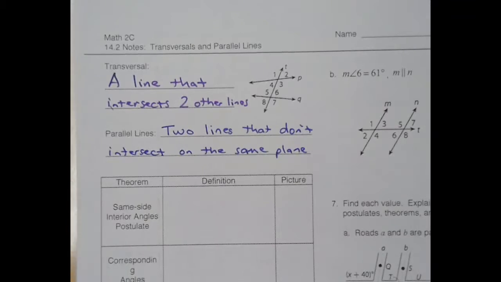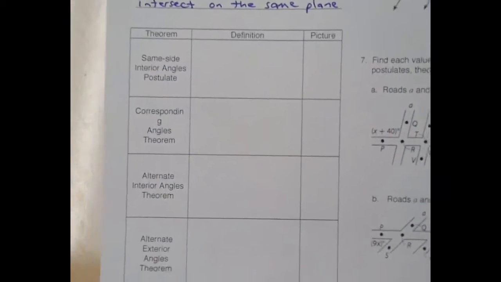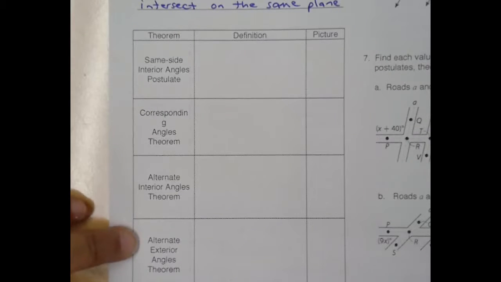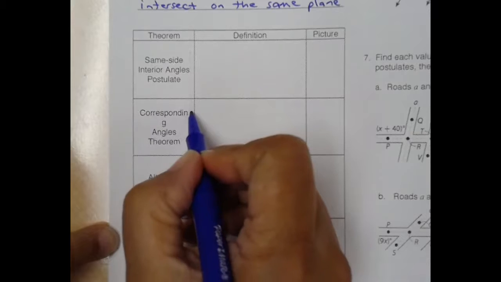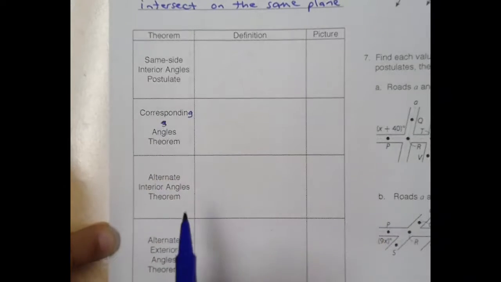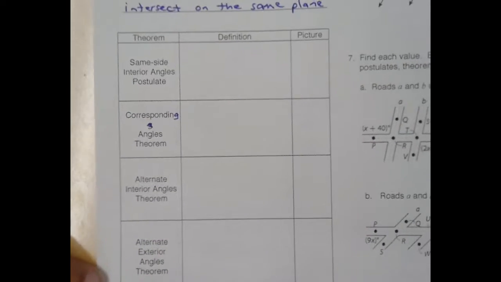All right, now we have a few theorems. There's four of them. One is called the same side interior angles theorem, then the corresponding angles theorem, alternate interior angles theorem, and alternate exterior angles theorem. We see these words interior, exterior quite a bit, so I want to make sure you're familiar with that.